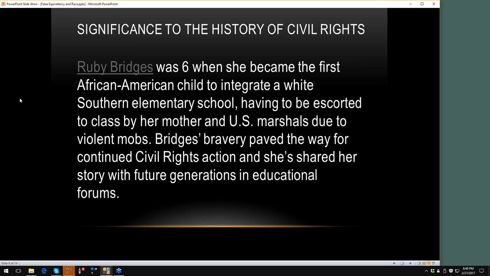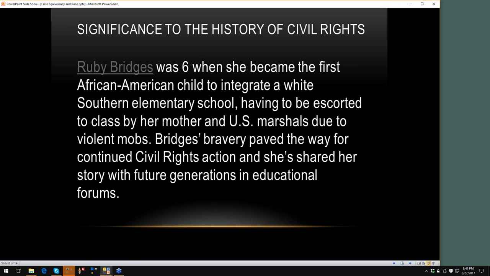And the reason they had to escort her is because there were violent mobs outside of the school for days. They were there in the morning. They were there in the afternoon. They were there the next day. They were there the next afternoon, and the day after that, and the day after that.